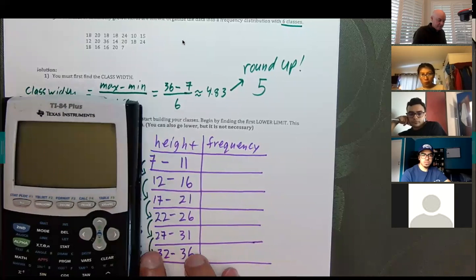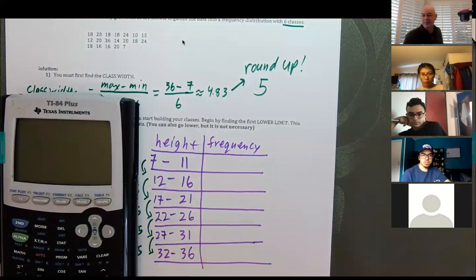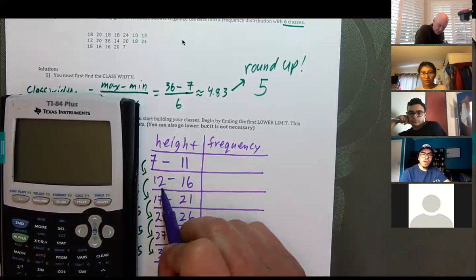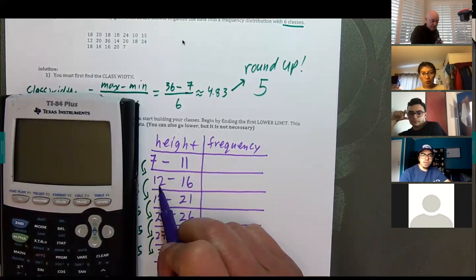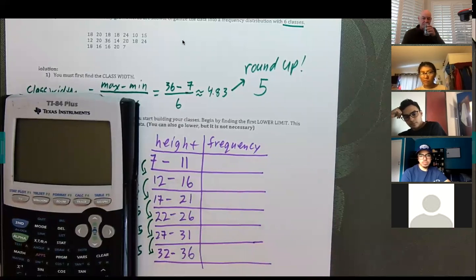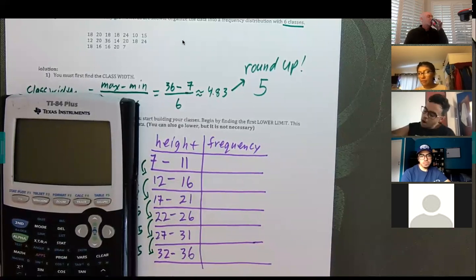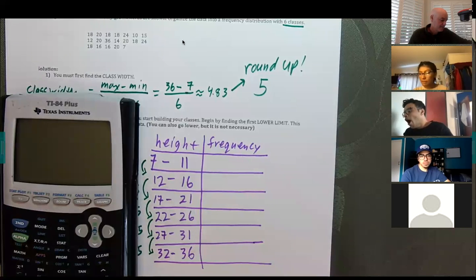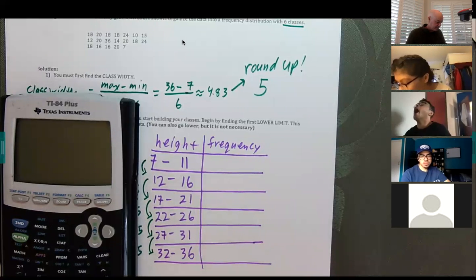And any questions on where I got these numbers from? Yes. Where'd you get the 11 from? So if the next one is 12, that means the previous one is going to be in the previous class. So one less than 12 is there. One less, and so on. Okay, got you. Thank you. You got it. All right, let's talk frequency.